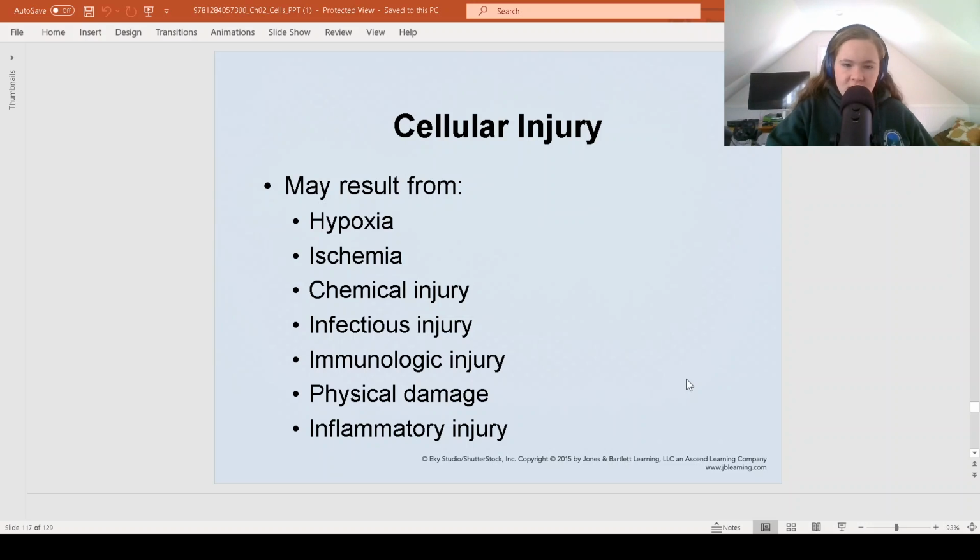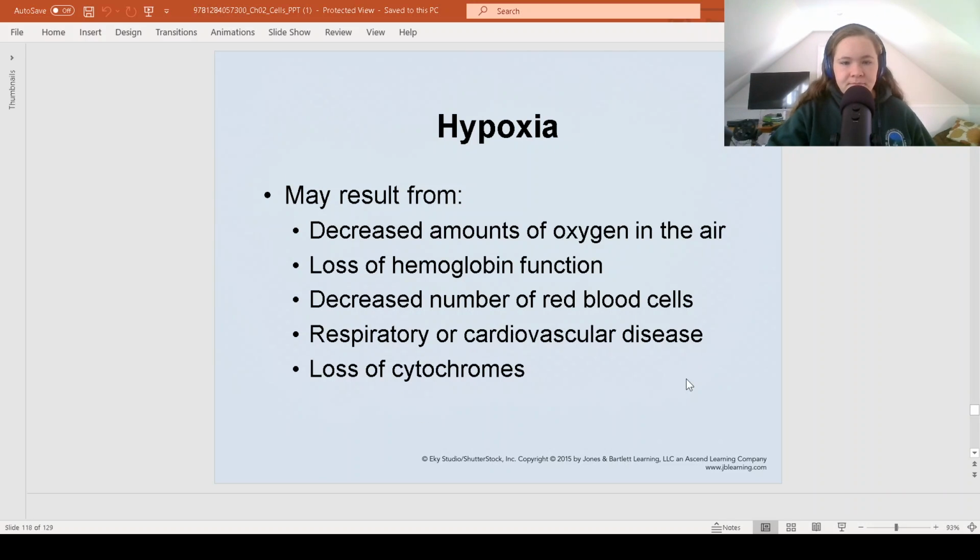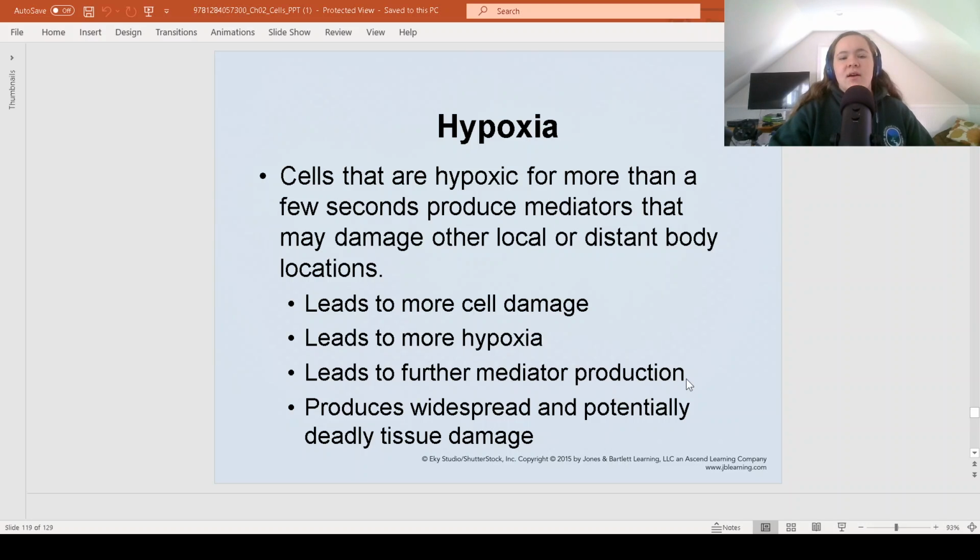Cellular injury may result from hypoxia, ischemia, chemical injury, infectious injury, immunologic injury, physical damage, and inflammatory injury. Hypoxia may result from decreased amounts of oxygen in the air, loss of hemoglobin function, decreased number of red blood cells, respiratory or cardiovascular disease, or loss of cytosomes. Cells that are hypoxic for more than a few seconds produce mediators that may damage other local or distant body locations. This leads to more cell damage, which leads to more hypoxia, further mediator production, and widespread, potentially deadly tissue damage.